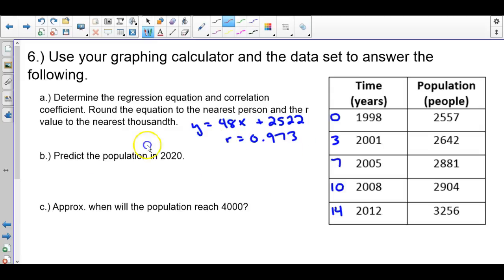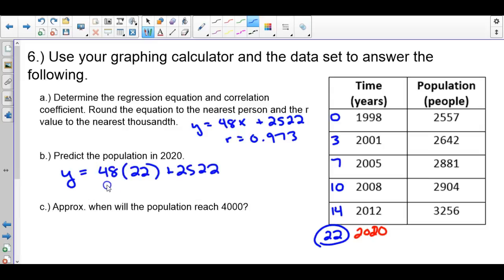What we're going to do is use this equation now and predict the population in 2020. How many years is 2020 past 1998? That would be 22. So 22 is the input that I'm going to use in my equation. So I'll say y equals 48 times 22 plus 2,522. Because I'm giving you a time value, I'm going to substitute that in for x in my equation, and I'm going to get an approximate population of 3,578 people.